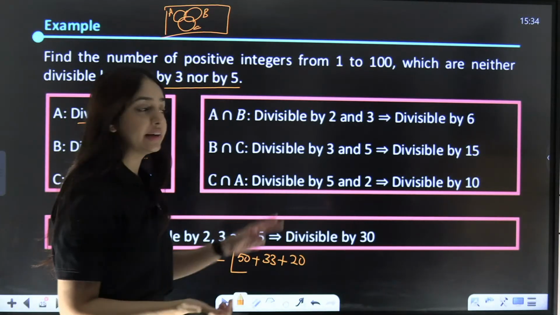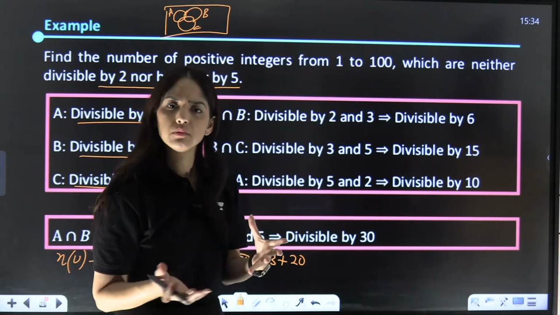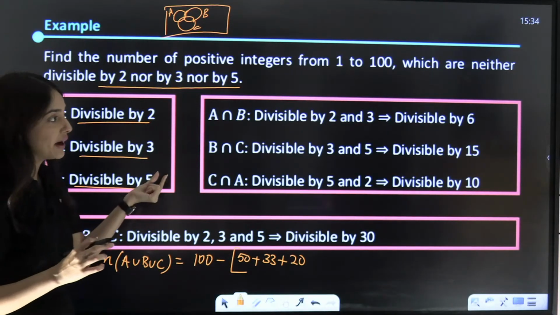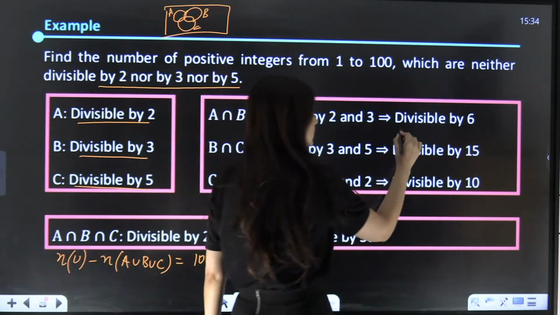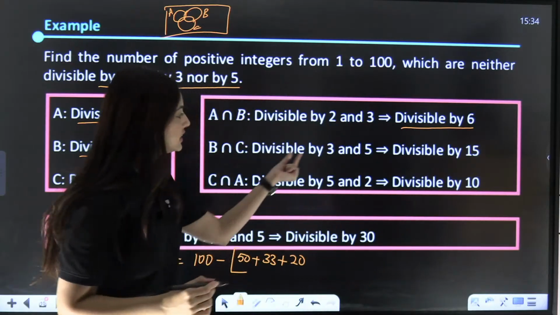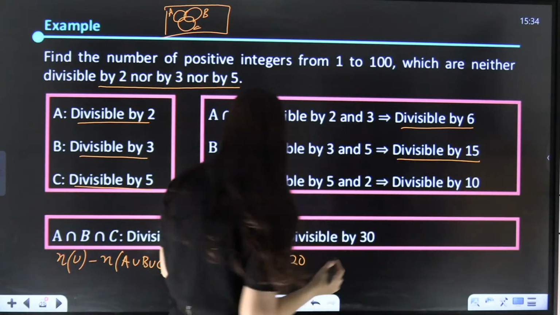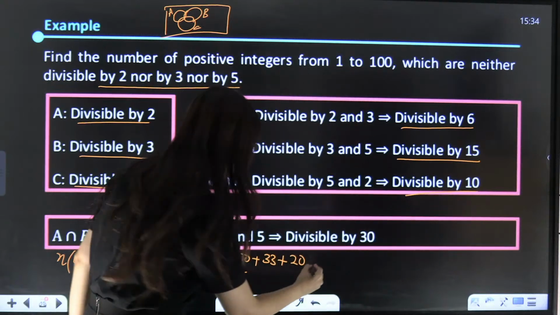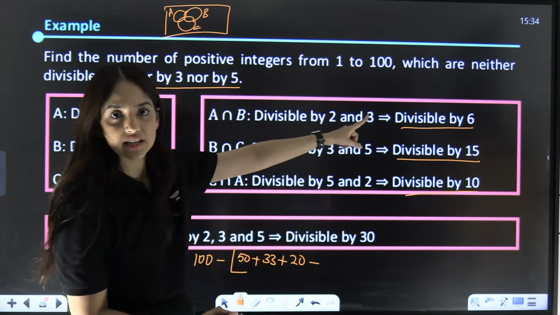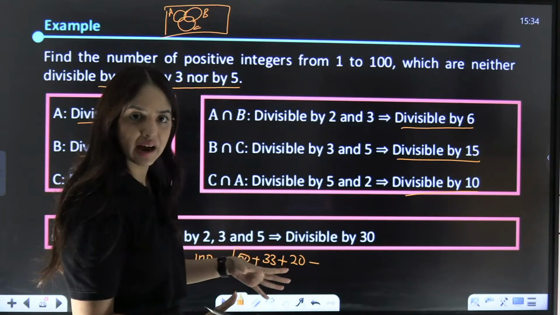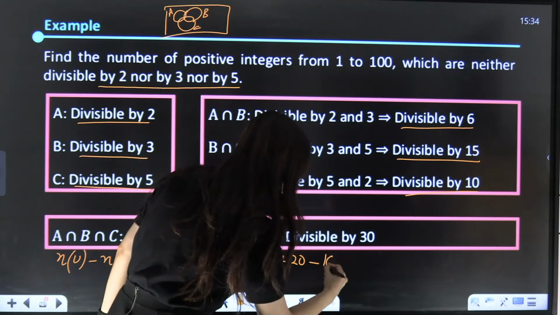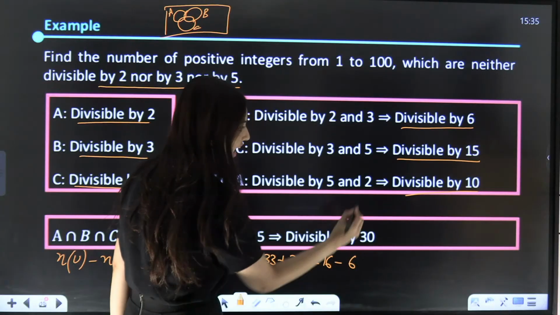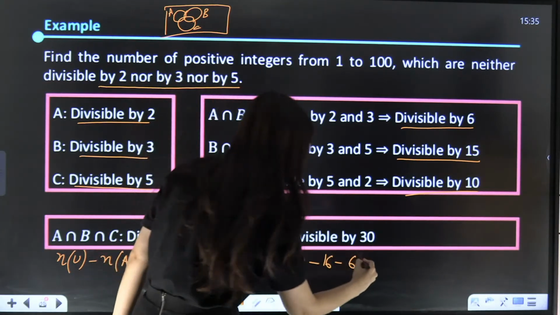We'll subtract taken 2 at a time. Now what is 2 at a time? Just like before, A intersection B, divisible by 2 and divisible by 3, that means divisible by 6. Like that, B intersection C, 15, C intersection A, divisible by 10. So we will subtract those. So divisible by 6, 100 by 6, we'll do that. So that gives us 16. Divisible by 15, 6, and divisible by 10, 10.